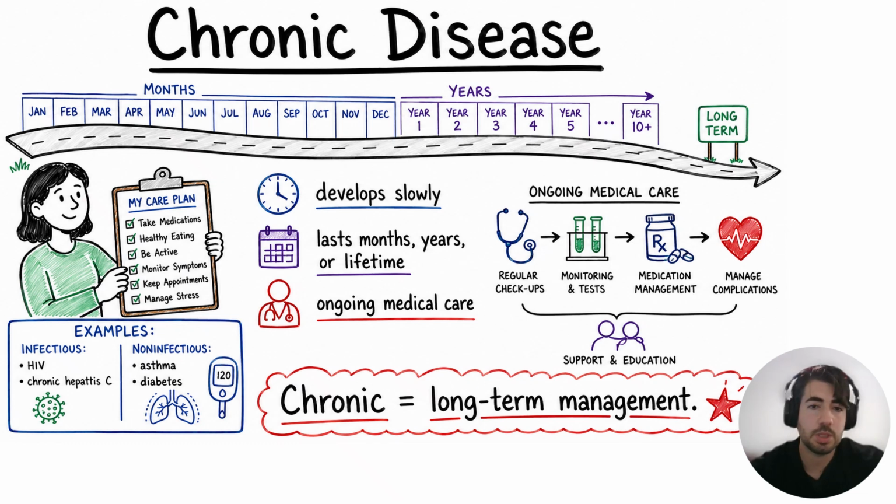For infection examples, you could think of something like HIV or chronic hepatitis C. Non-infection examples could be asthma, diabetes, hypertension, osteoarthritis. So the big testing difference is that chronic disease is not a quick episode. It's something that the patient manages over time and usually lasts forever.